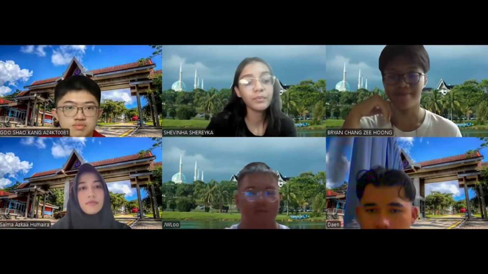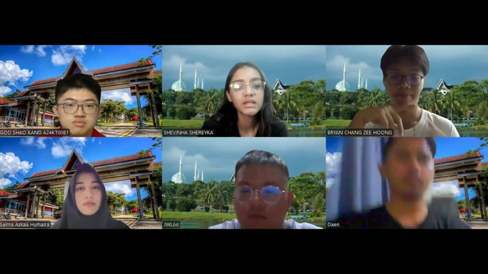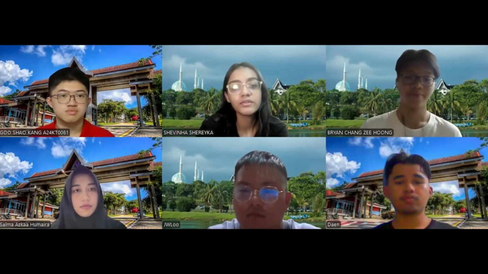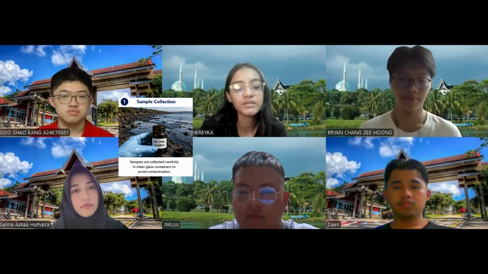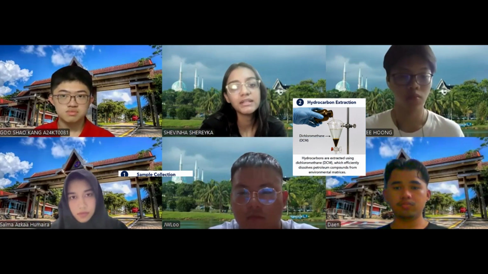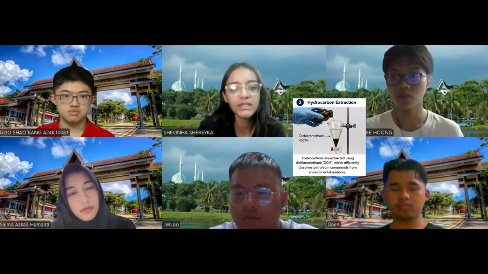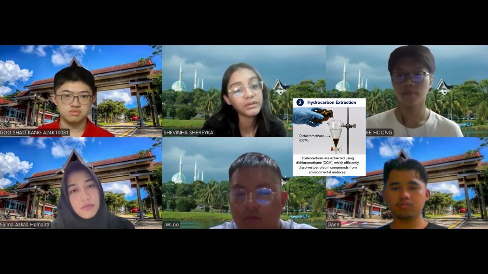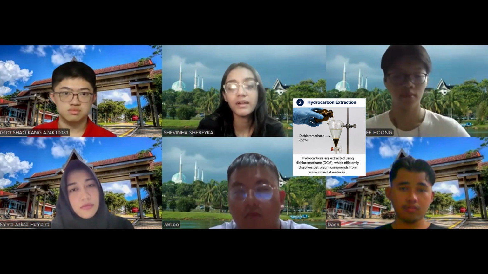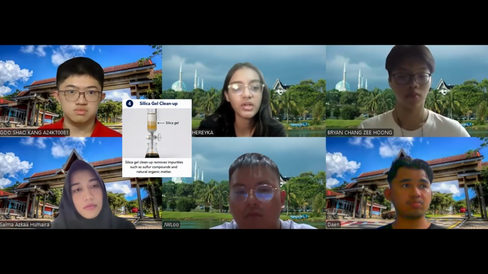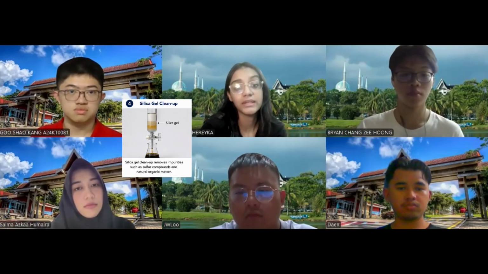Actually, sample preparation is a very interesting process and it begins with very careful preparation. The first step is that samples are collected in clean glass containers to avoid any contamination. Then the hydrocarbons are extracted using dichloromethane, which effectively dissolves petroleum compounds from environmental matrices. And then the extract is concentrated to enrich the targeted hydrocarbons, followed by silica gel cleanup to remove any impurities such as sulfur compounds and natural organic matter.